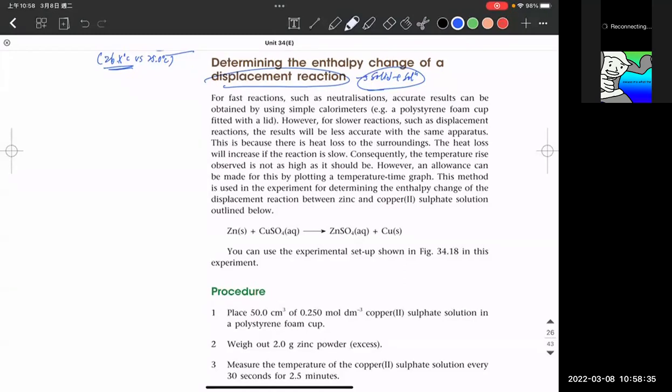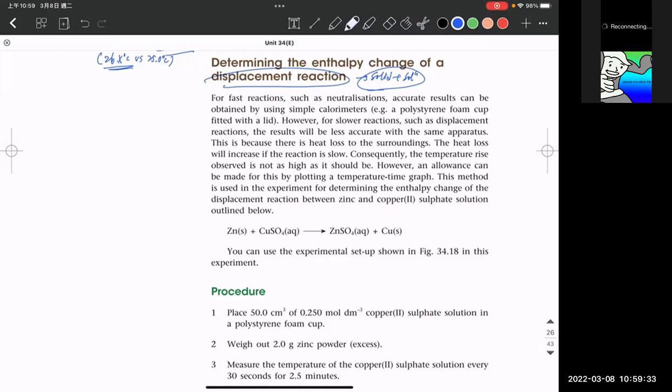Cyrus. In determining the enthalpy change of neutralization, an expanded polystyrene box is used. How about the use of chemicals? In determining the enthalpy change of neutralization, you have to measure the volume of 2 solutions. While in determining the enthalpy change of a displacement reaction, you only have to find the volume of 1 solution and then weigh out the solid.